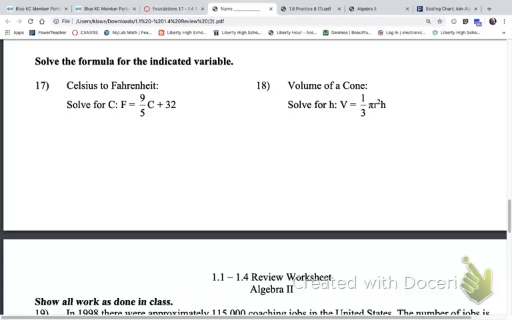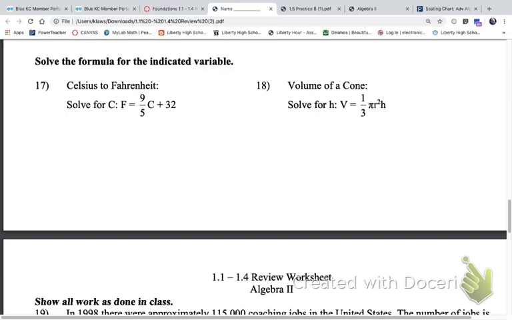All right, so on the 1-1 to 1-4 review, 17 and 18 as far as questions are concerned, and then there is one that I want to talk about just because of what I noticed yesterday, just so we're all on the same page. So Celsius to Fahrenheit, solve for C. Each of these you're solving for a particular variable. That means you're just going to isolate the variable.